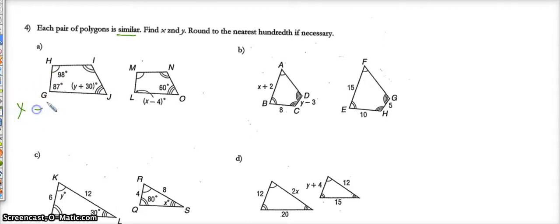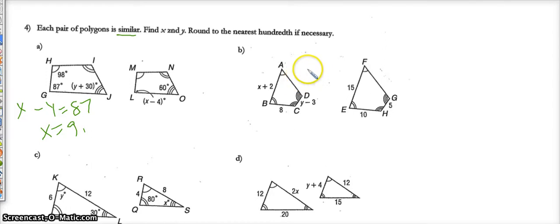So that means x minus 4 equals 87. So x on this one here is going to be 91. Now for y, I know that y plus 30 is equal to 60 because the corresponding angles are equal. So y is 30. I don't have to do any math on that one.